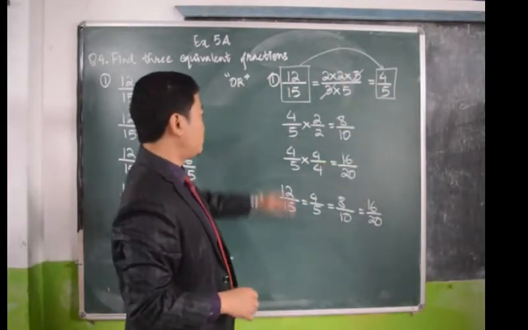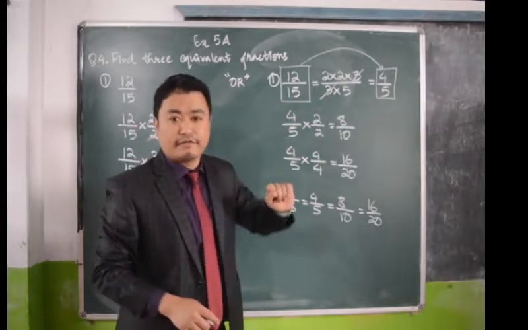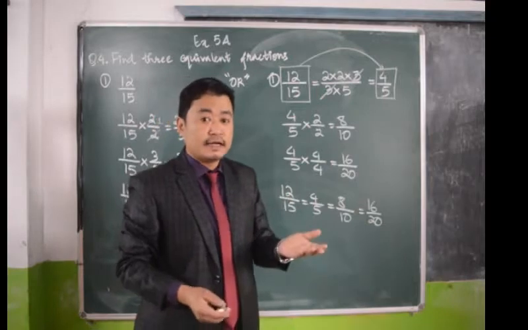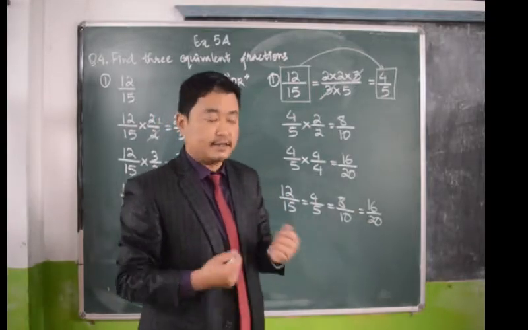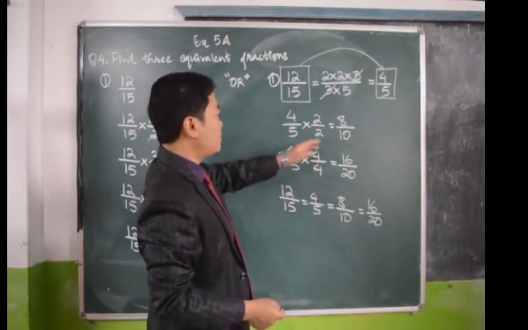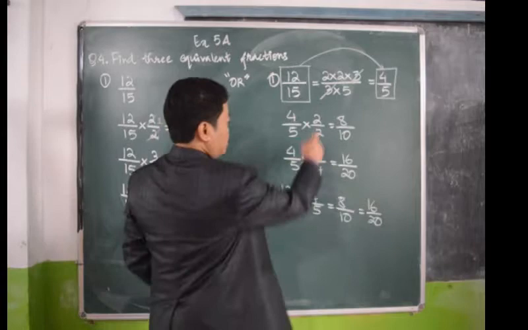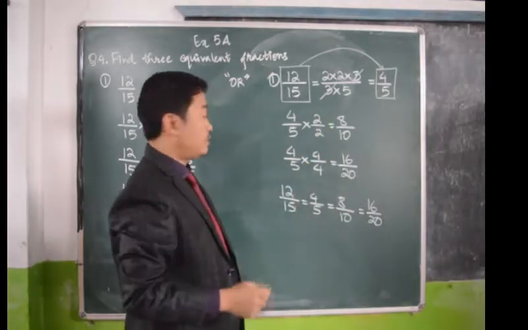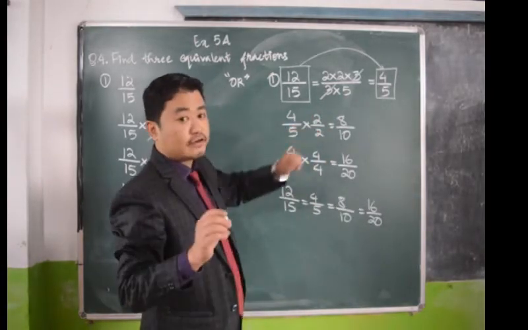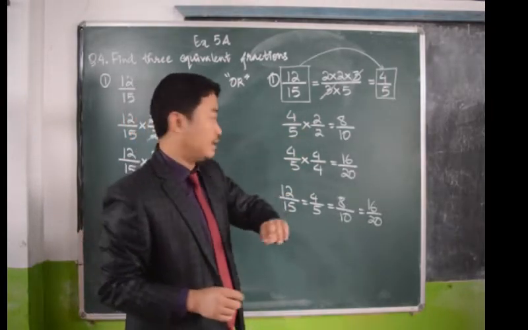I've got the simplest form as 4 divided by 5, isn't it? The smaller the number, the easier to handle, so that's why I've taken 4 by 5. Now see, the concept remains the same. I'm multiplying the numerator and denominator with the same number, so 2 divided by 2. Now you have understood why we are multiplying by 2 by 2, with the same number, isn't it?